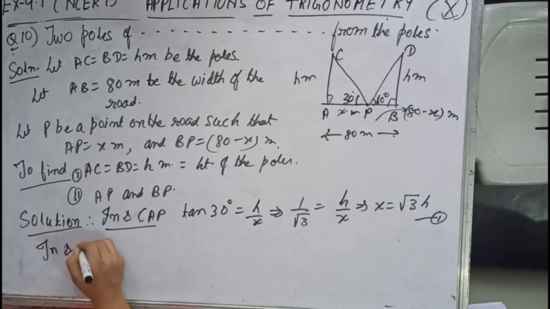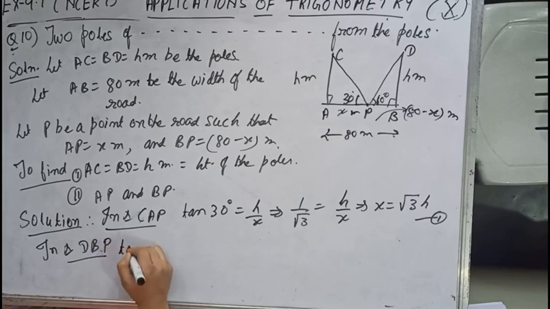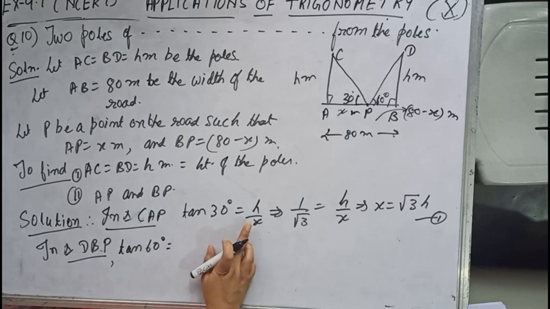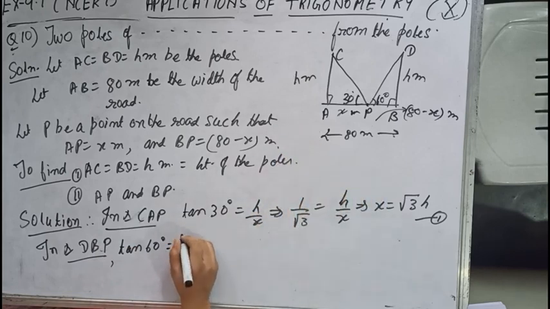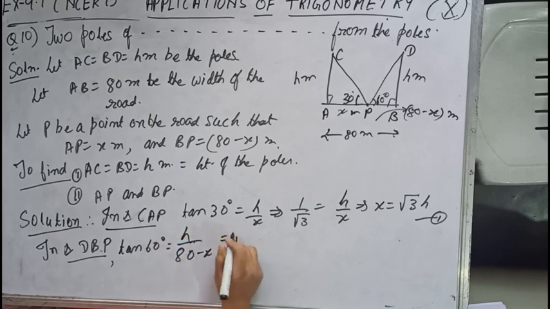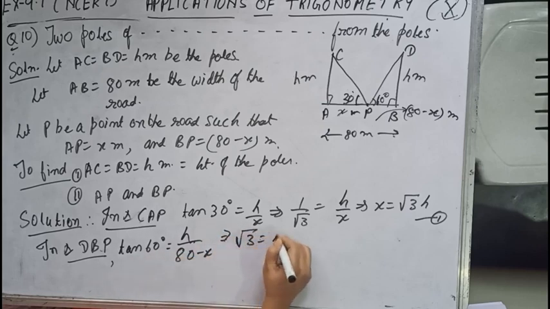In triangle DBP, tan of 60 degree, I am writing directly, children, you should write AC by AP and then put the value. Tan of 60 degree equals h by 80 minus x. The value of tan 60 is root 3, so root 3 equals h by 80 minus x.